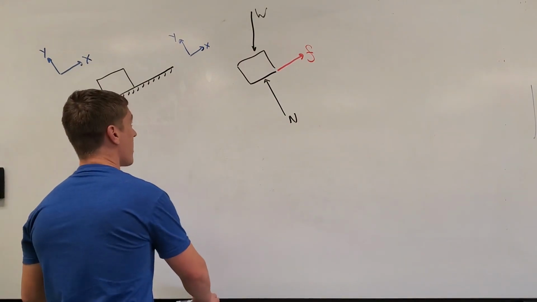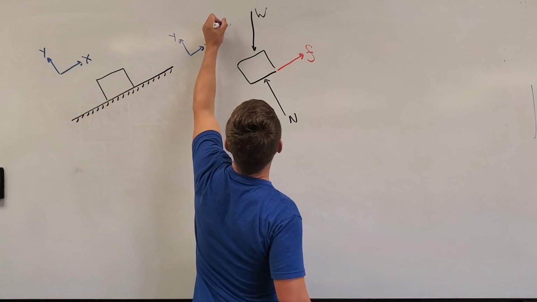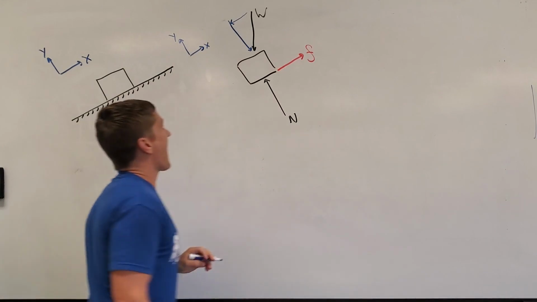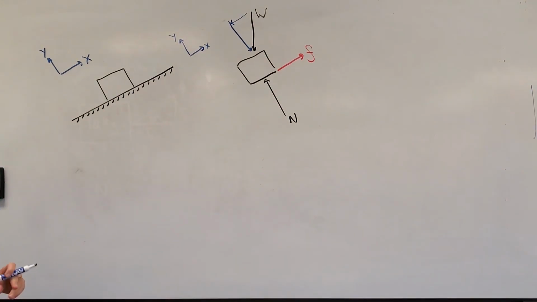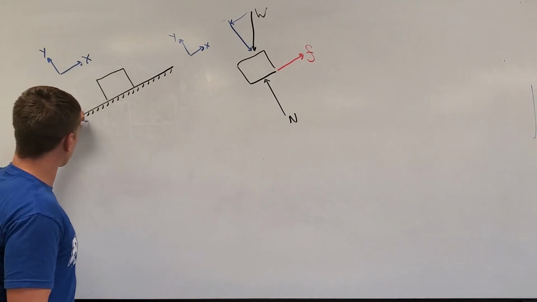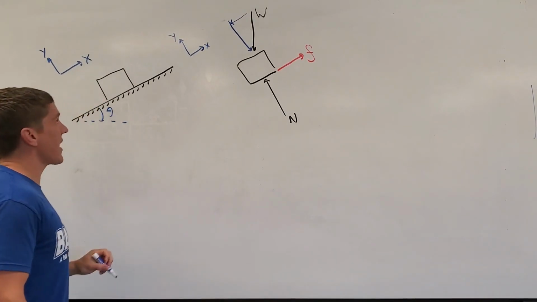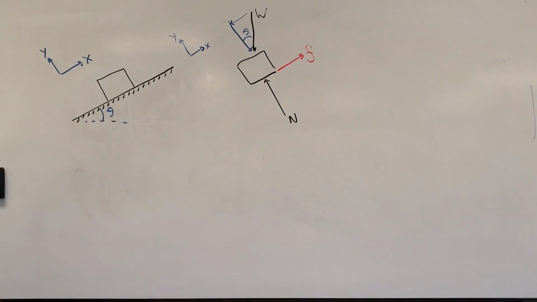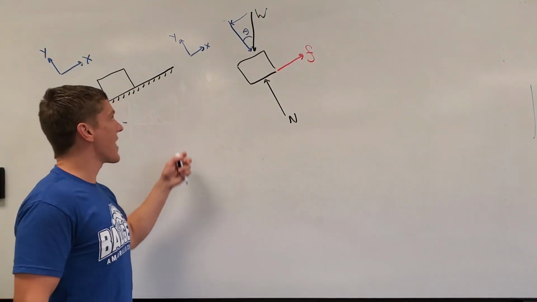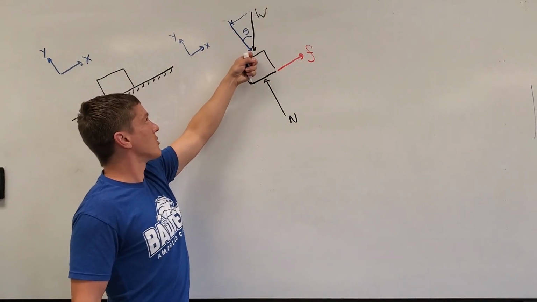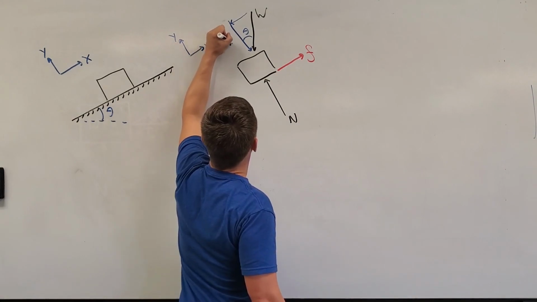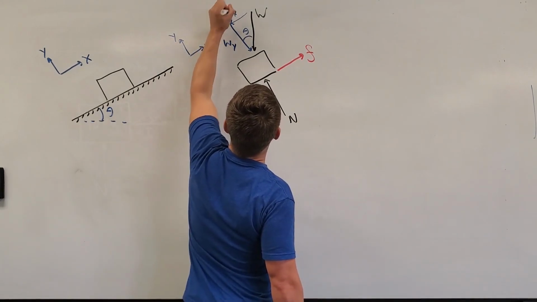So we have to split this up into its components. When we split this up into its components, we get that we have a component of the weight that acts in the y direction and a component of the weight that acts down the incline. If our incline is at an angle theta, that same angle theta is right here. You can do the trig and prove it to yourself if you don't believe me, but that is going to be your angle of your weight when you split your weight into its x and y components. So this is going to be my weight in the y direction, and this is going to be my weight in the x direction.